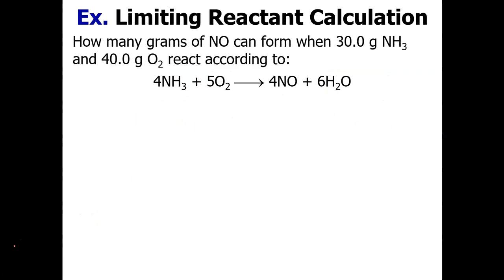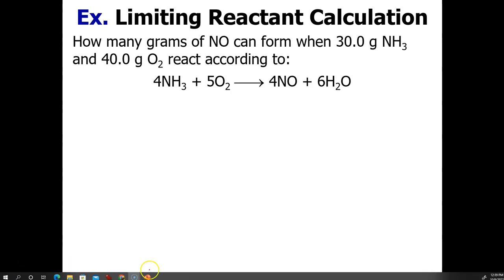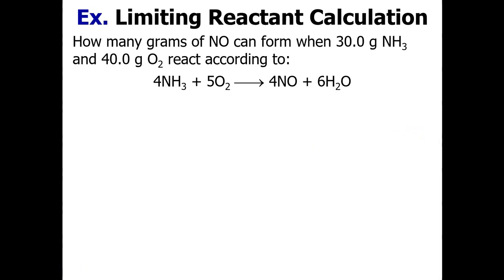Okay, so now we're going to work on a problem where we explore and identify which one of the limiting reactants we're going to have. So how many grams of nitrogen monoxide can form when 30 grams of ammonia and 40 grams of oxygen react according to the following balanced equation. So we have 4 NH3 plus 5 O2, and that's going to give us 4 NO plus 6 water molecules.